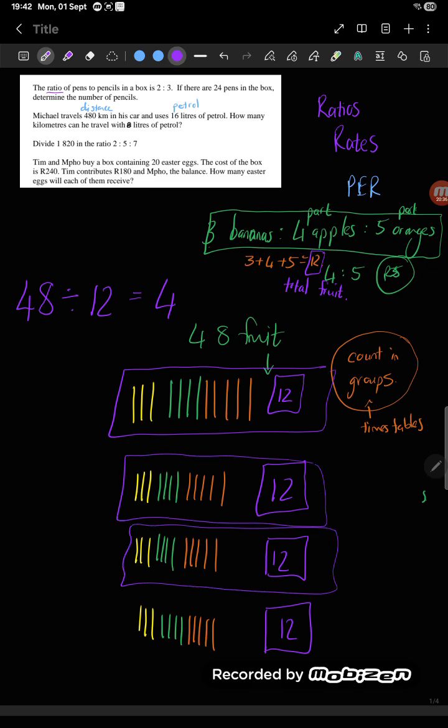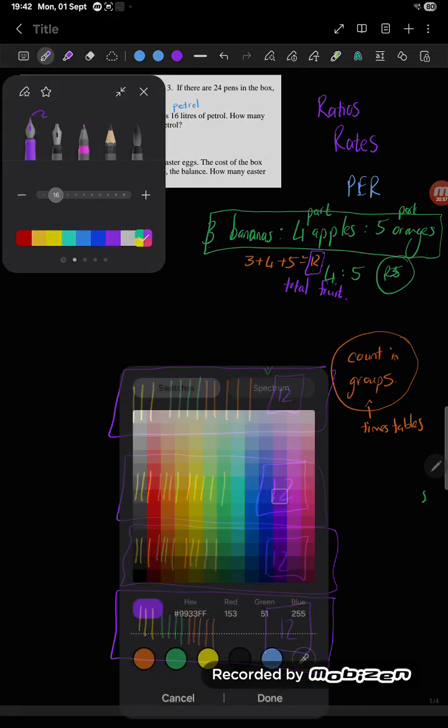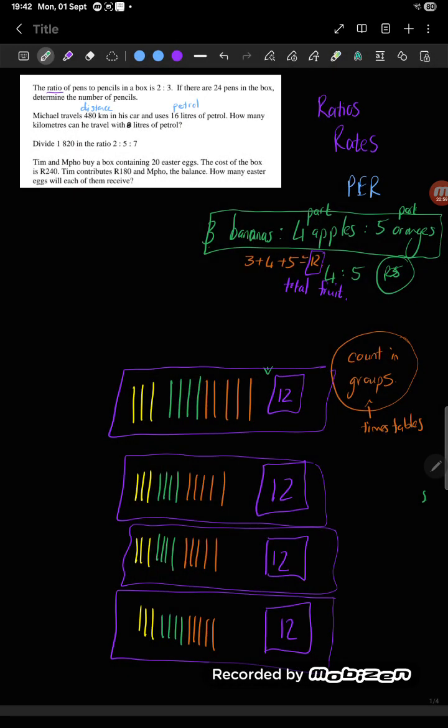Okay, so I got 4 packs of fruit. I didn't need to draw it all, but how can we do that algebraically? How do we do that algebraically? Well, we work out how many total fruit or total parts.